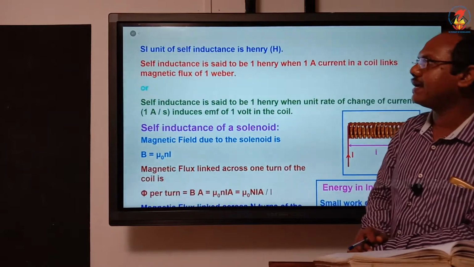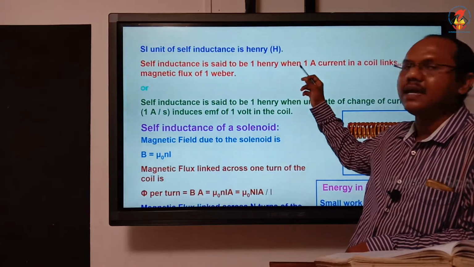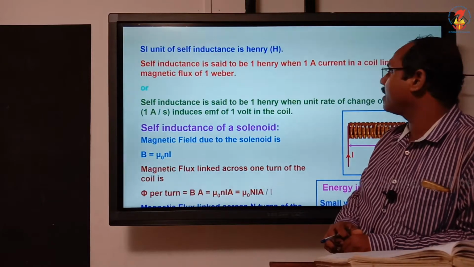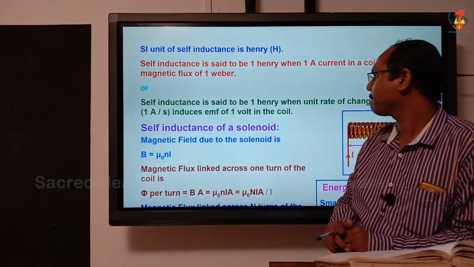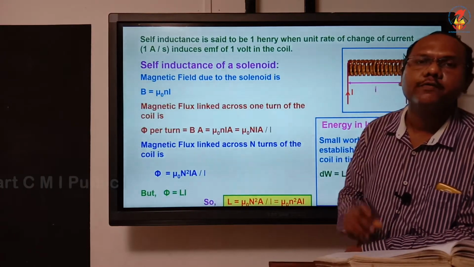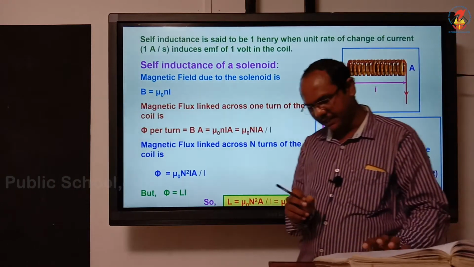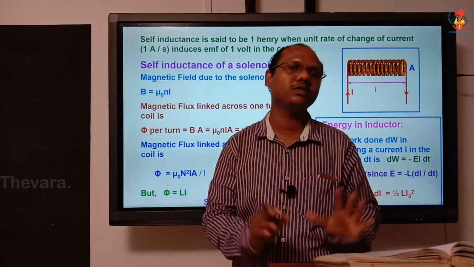SI unit of self-inductance is Henry. And the self-inductance is said to be 1 Henry when 1 ampere of current in a coil links the magnetic flux of 1 Weber. Now, we are going to derive the expression for the self-inductance of a long solenoid.